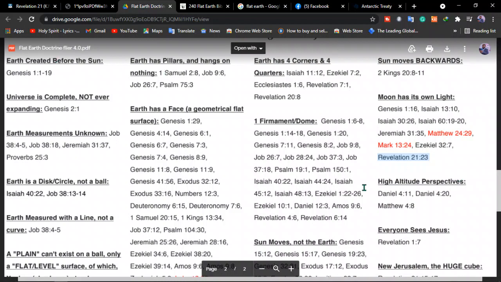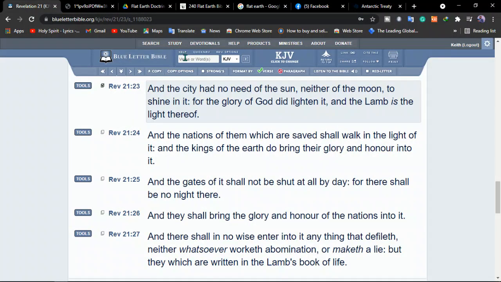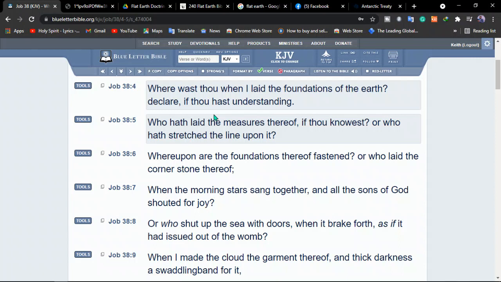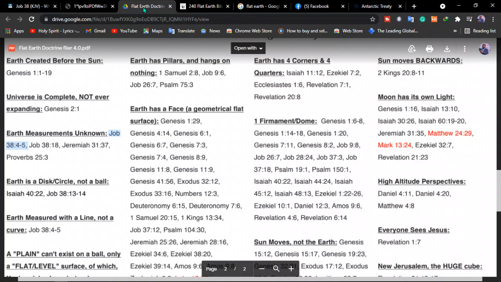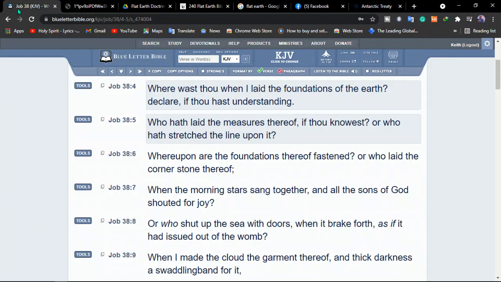Now, let's look at the earth measurements, okay? The unknown earth measurements. For those people who try to say, oh, this is the measurements of the earth, have you seen those scientists trying to say the earth is this and this size? No, the Bible says these measurements are not known. They are not even known. Are you getting the point? Those measurements are not even known.